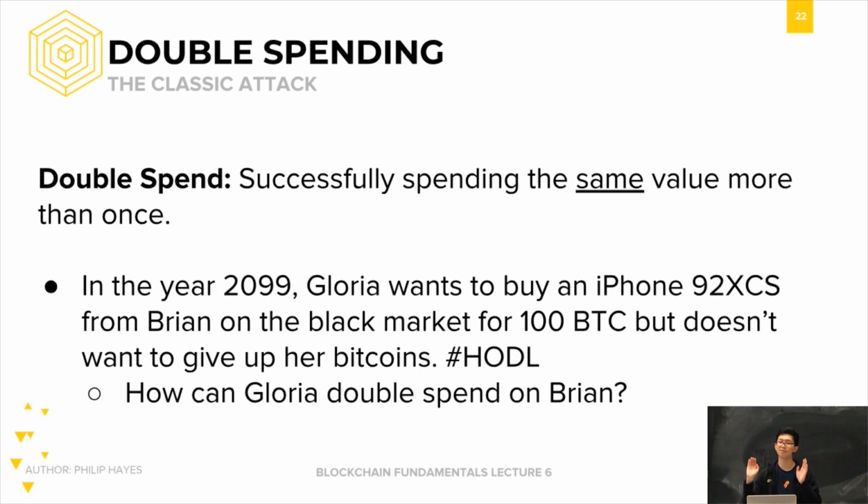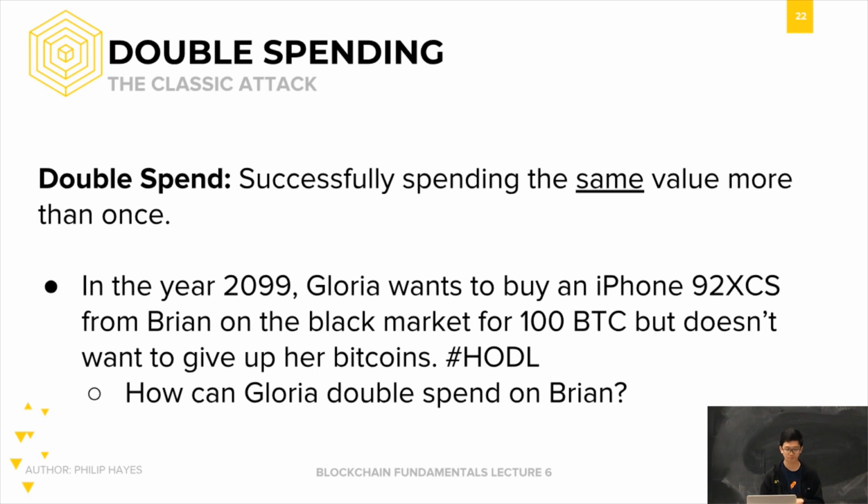And it looks like I have a phone, the phone that she wants, and then she offers to buy it from me for 100 Bitcoin. But secretly, she doesn't want to give up her Bitcoins because why not? Hashtag follow, right? So how can Gloria really double spend on me?